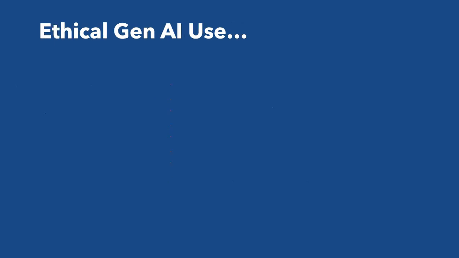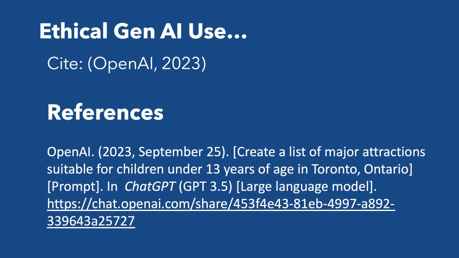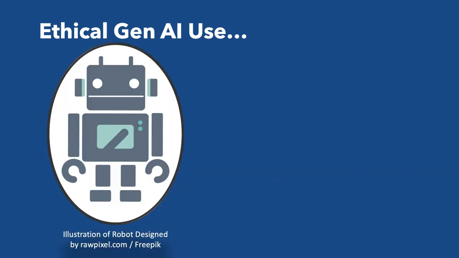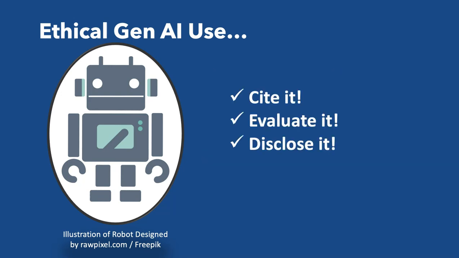If you want to use generative AI in your work, at school, or in the workplace, you need to use it ethically. Ask before using it, cite it, evaluate the output, and make sure you are using it in an approved way. In some cases, your professor or supervisor may ask you to make an AI disclosure statement. Evaluate the output very carefully.